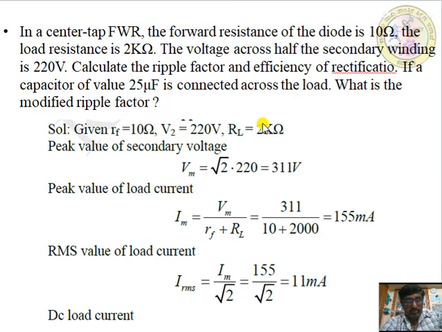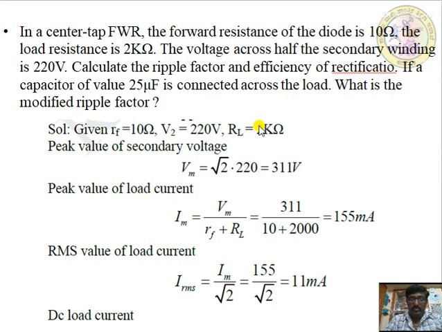So we are going for one of the problems. In a center tap full wave rectifier, the forward resistance of the diode is 10 ohm, the load resistance is 2 kilo ohm, and the voltage across half the secondary winding is 220 volts. Calculate the ripple factor and efficiency of rectification. If a capacitor value of 25 microfarad is connected across the load, what is the modified ripple factor?